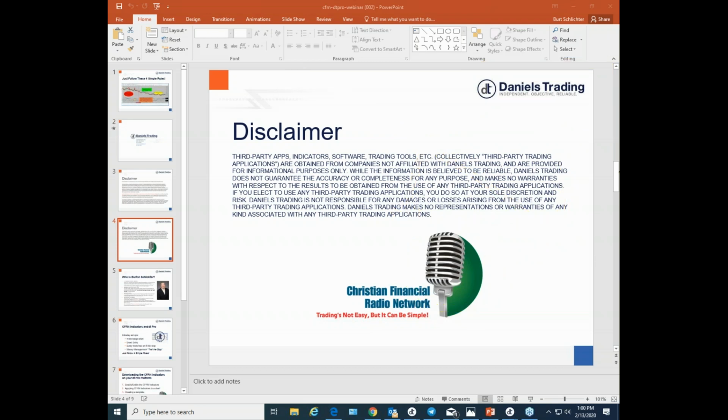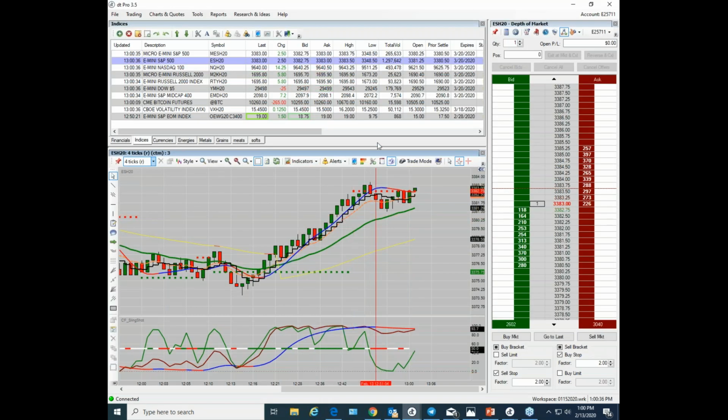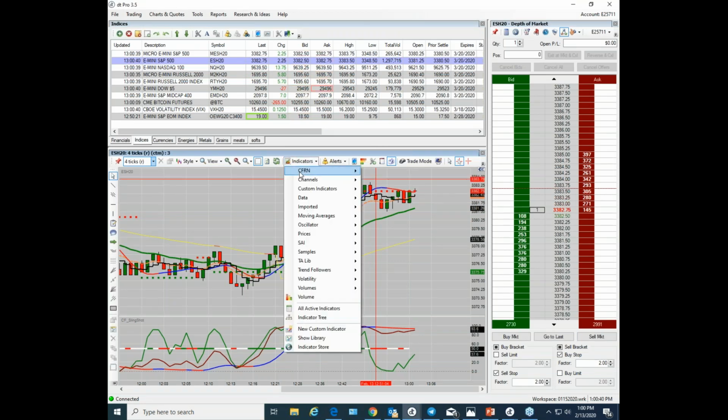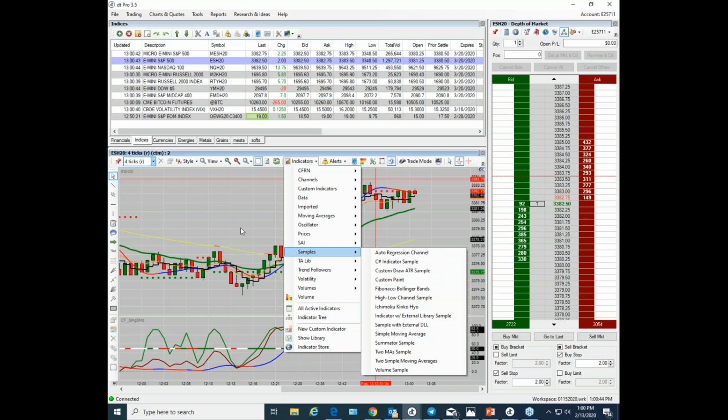Okay. Basically, we have a third-party relationship. That's how this works. Okay. It's their indicators. It's their software. It's their trading tools. They're the educator. Okay. Their indicator set is built inside our platform. The platform I'm highlighting is DtPro. Okay, here it is. And with a few right clicks, you can have the CFRN indicators running right on the platform. So it's pretty simple.